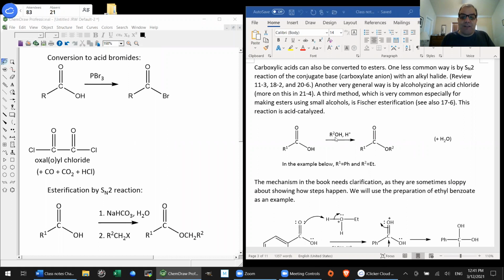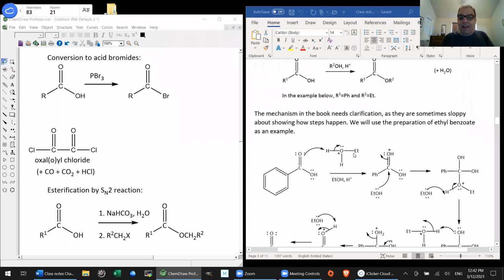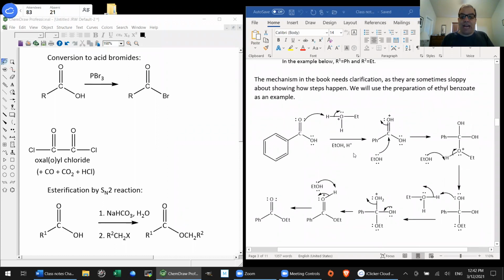But other than that, it's pretty general for R1 and R2. As long as R1 and R2 don't have any other functional groups on them that are sensitive to strong acid, as long as they can stand up to the acid, you're fine. It's otherwise very general. I am not happy this time with the reaction in the book.